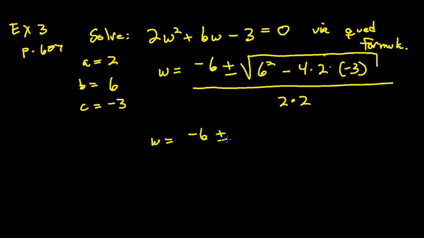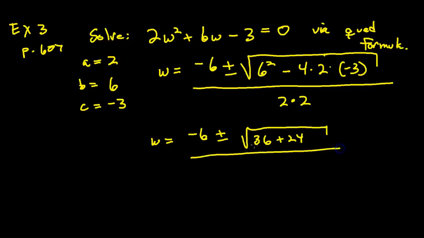Well, I'm going to leave everything else hanging for a minute. I'm going to look under the root sign. 6 squared is 36. Minus a minus is plus 4 times 2 times 3 is 24. So I've got plus 24 here under the root sign, divided by downstairs 2 times 2 is 4.